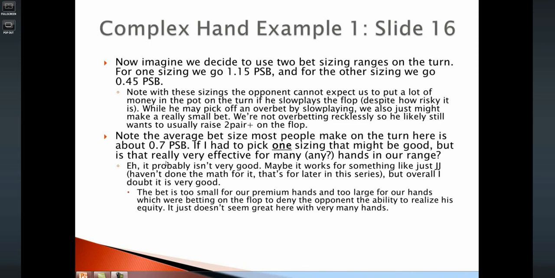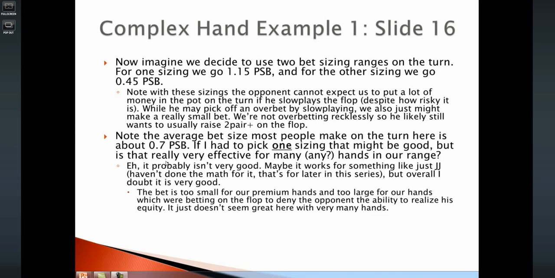So if I had to pick a sort of one-size-fits-all, 0.7 pot size bets might work pretty well. But once I get into the fact that I can balance multiple ranges, I actually think 0.7 pot size bets isn't really that effective. If we were betting a hand on the flop mostly for value, like an overpair, we're probably going to be able to overbet the turn, and that's going to be the most effective way to play it. If we were betting the flop kind of to make high equity hands fold, then betting 0.7 pot size bets on the turn really isn't going to be that effective.